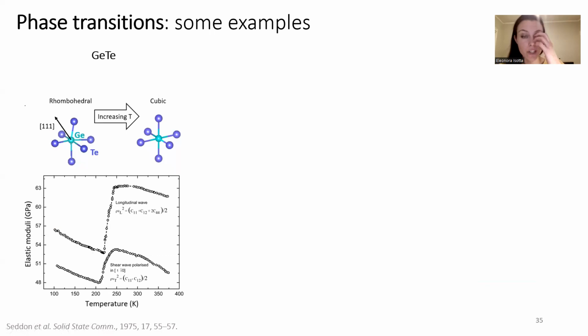Here, I would like to give you some examples of how elastic moduli turned out useful in studying phase transitions. For example, germanium telluride has a temperature-activated phase transition from a rhombohedral structure to a cubic structure. And if we take a look at elastic moduli, we can see a sharp increase that basically will make it very easy to spot where the phase transition is and how the elastic moduli will be affected by the different crystal structure.